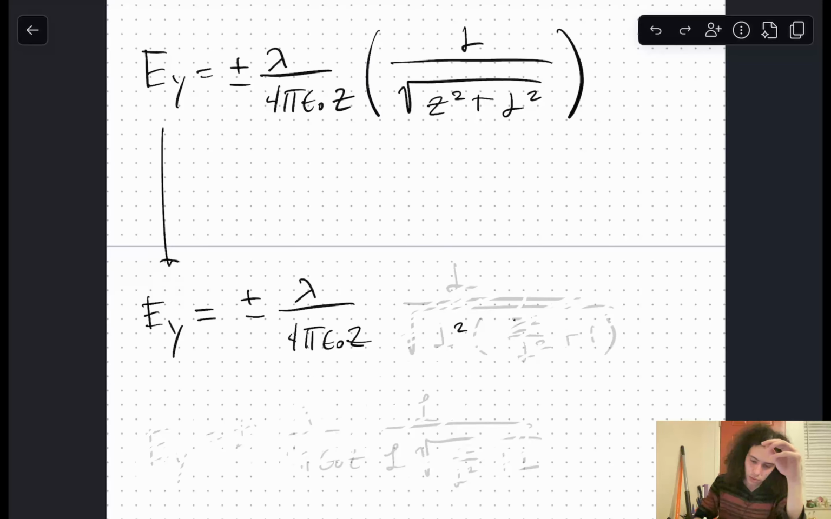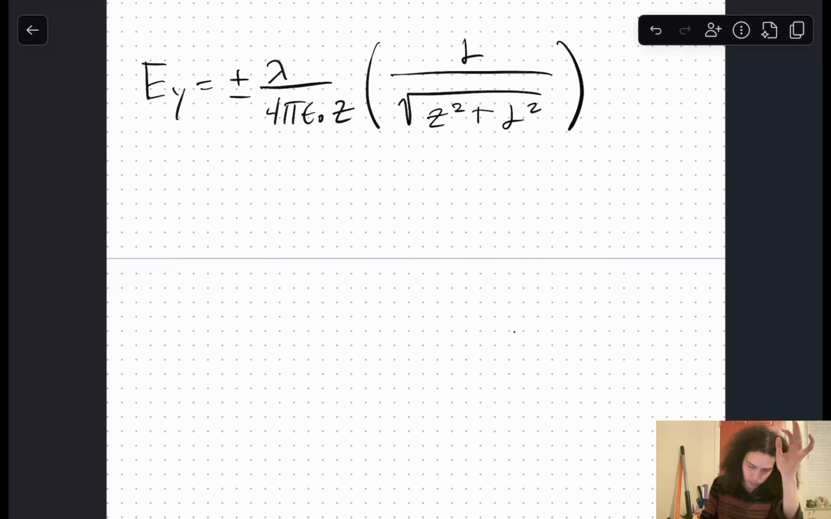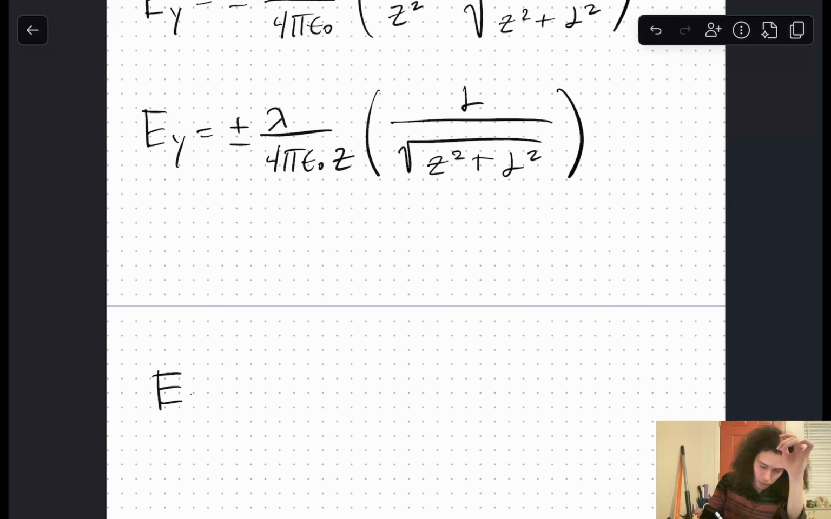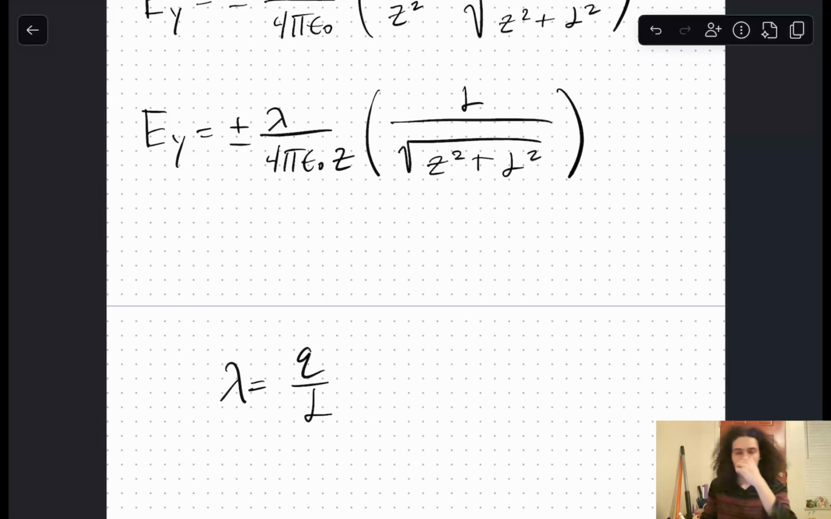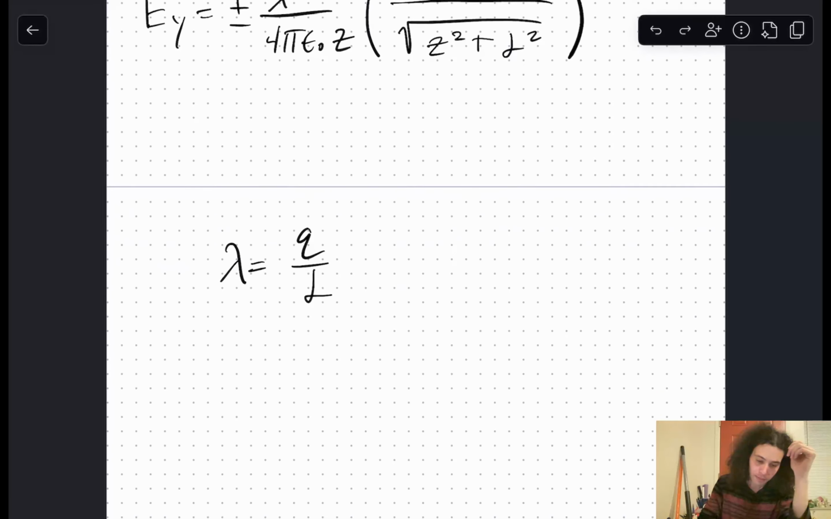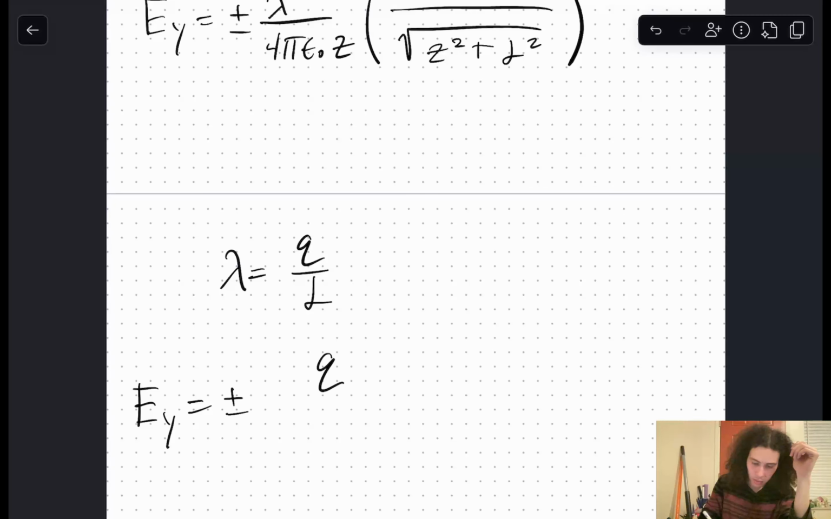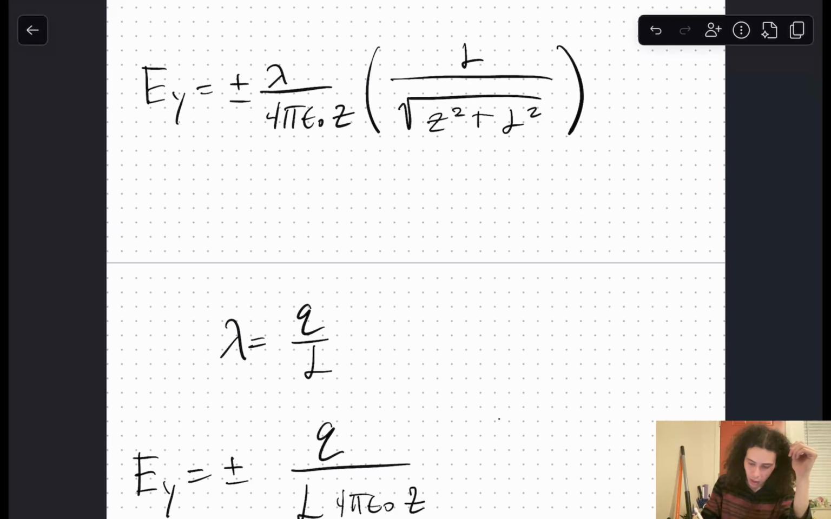In this case, what we want to do is this. We want to remember the linear charge density formula, Q over L, and plug it back in here. So Ey equals Q over L, over 4 pi epsilon naught, times z L over the square root of z squared plus L squared.